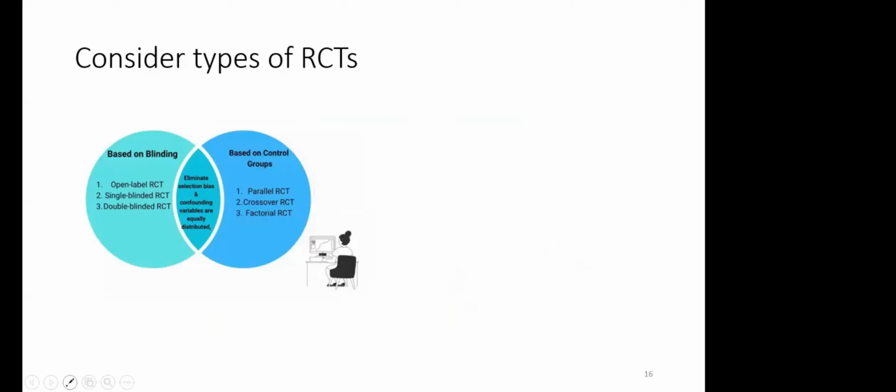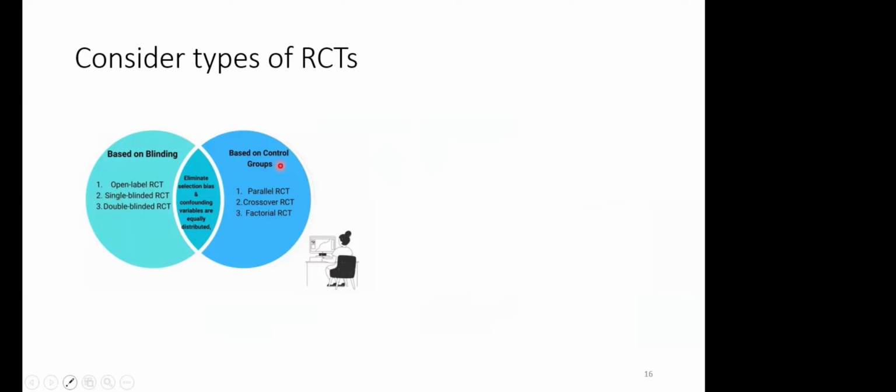Then finally, we look at the various types of RCTs. The diagram on the left shows how we can classify RCTs. We can classify them based on blinding. They can be open label RCTs where there's no blinding at all, or they can be single blinded, or double blinded. And I think we've exhaustively discussed this.